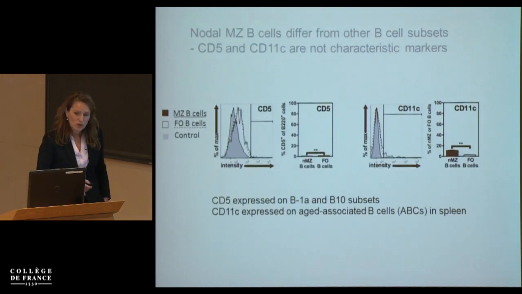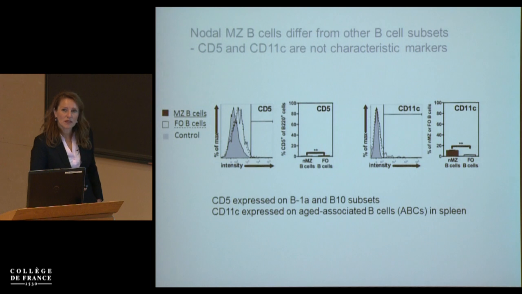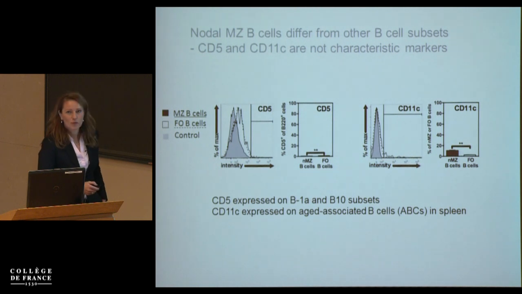And then, of course, we also wanted to make sure that we didn't look at another population of B cells, because many other populations of B cells have been described. For example, the B1A subset and also the B1B subset have a marker like CD5, and another subset called age-associated B cells has a characteristic feature of being positive for CD11c.